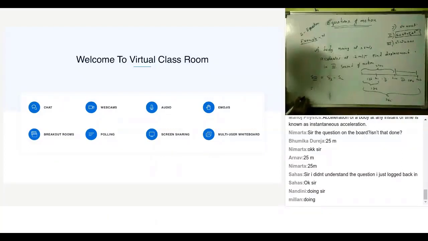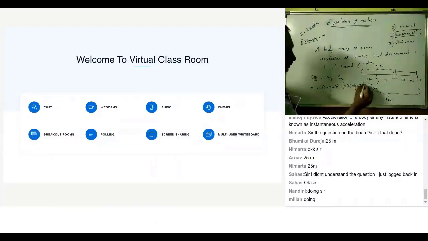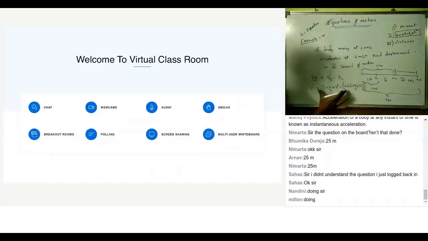What is displacement in 3 seconds? u, initial velocity into 3 plus half into a into 3 square, minus initial velocity into 2 plus half into a into 2 square. Right? So in these two parts, u is common. So can I write it as u into 3 minus 2 plus half a into 3 square minus 2 square. So what is u into 3 minus 2? That is u.